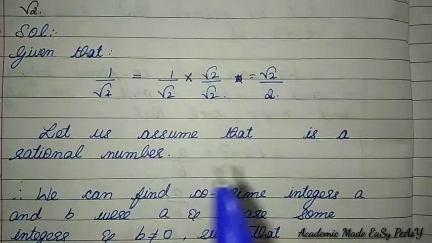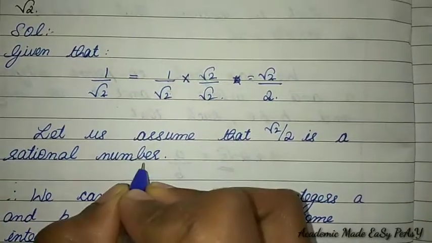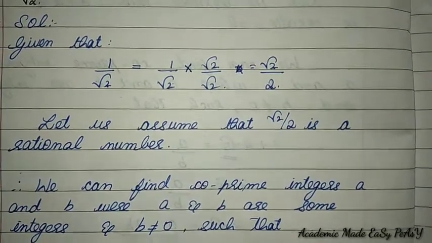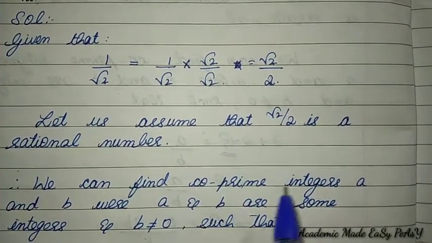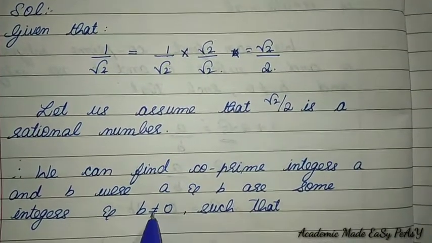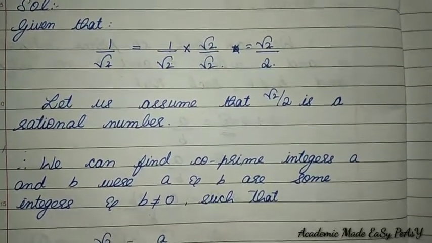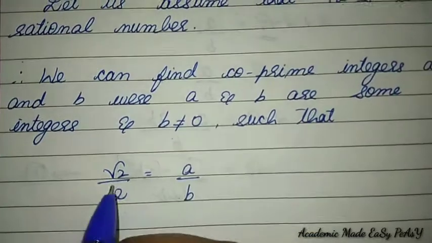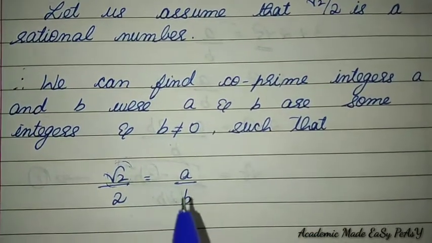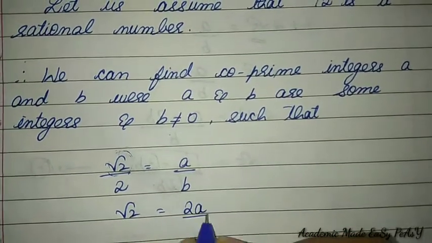Now let us assume that root 2 by 2 is a rational number. Next, as we did for the previous sums, we are just assuming two co-prime integers a and b, where a and b are integers and b is not equal to 0, such that root 2 by 2 is equal to a by b. As I said for the previous sums, only rational numbers should be on the right hand side. So I will have root 2 is equal to 2a by b.